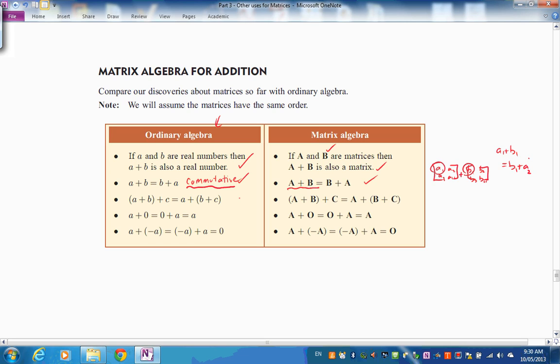What about this rule here? This is the associative rule, how you associate elements before or after addition. So if you add A and B in real number land, then add C, it's the same as adding A to B plus C. It doesn't matter which order you do that addition.